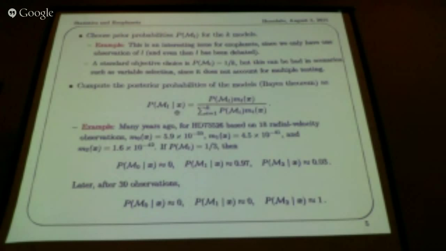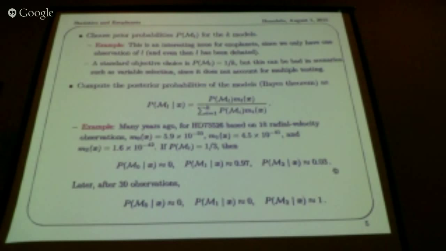posterior probability of a model given the data. Here's the formula for Bayes' theorem. So I actually did do exoplanets many years ago, like 10 years ago or something. I remember we were analyzing HD 73526, based on 18 radial velocity measurements. The evidences for the null model, null planet, was that. For the one planet model was that. The two planet model was that. You say, okay, each of these three models has a prior probability of 1/3 of being correct. Then you plug that into Bayes' theorem, and the posterior probability of the 0 planet model is 0, the 1 planet model is 0.97, and the 2 planet model is 0.03.